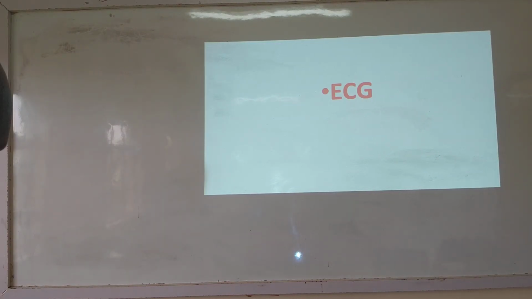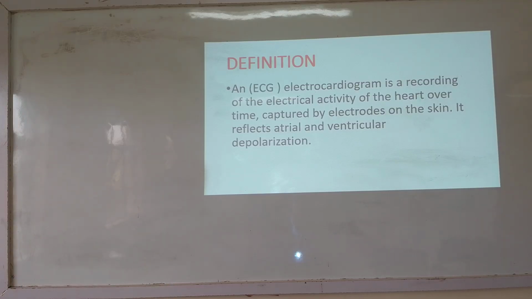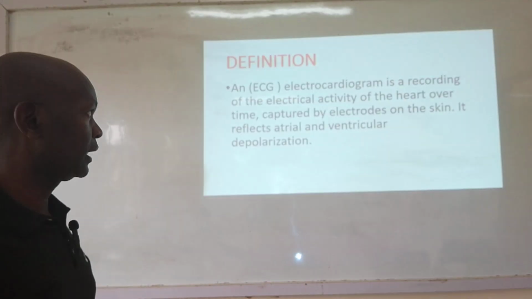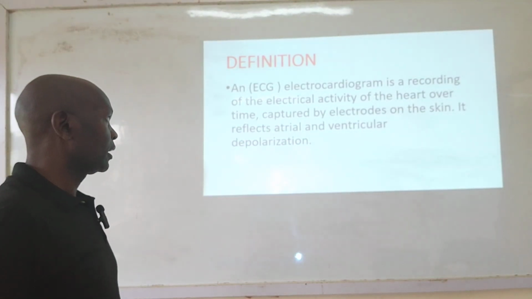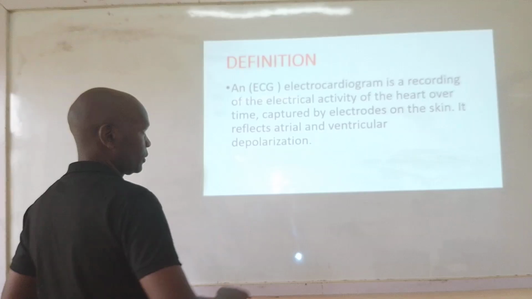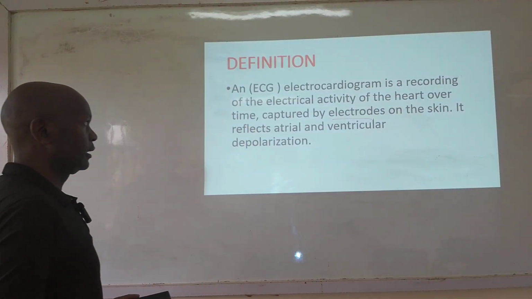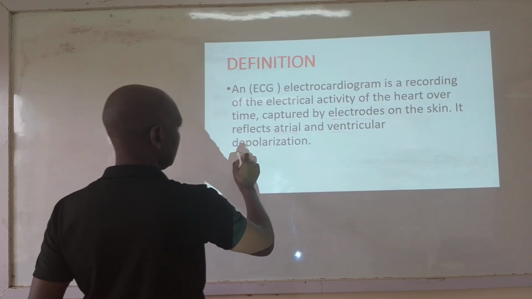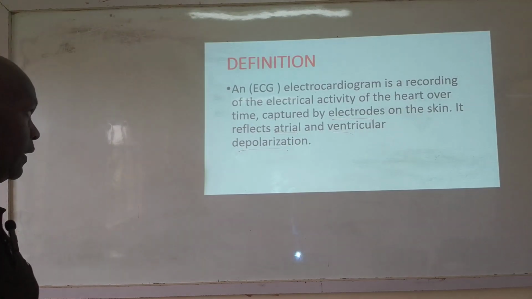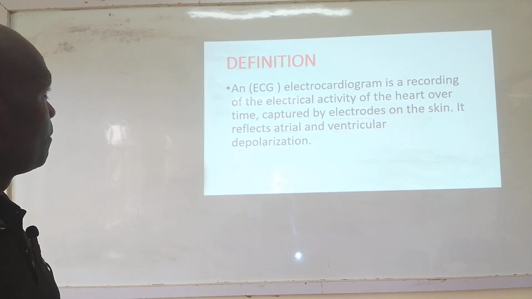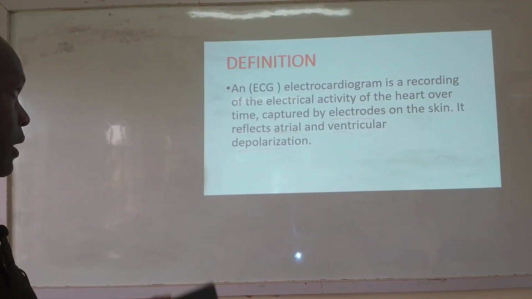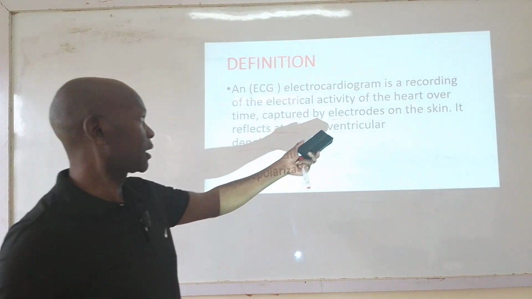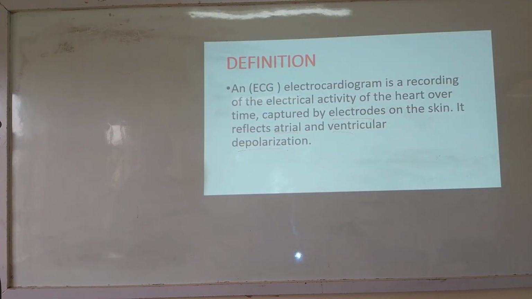So what is ECG? Let's look at the definition. It is an electrocardiogram, and it's used to record electrical activity of the heart over time. It's usually captured by electrodes, these ones here, on the skin. It therefore reflects the atrial and ventricular depolarization. Remember, we defined what depolarization means. So an ECG just records electrical activity of the heart through electrodes which are connected on the skin.